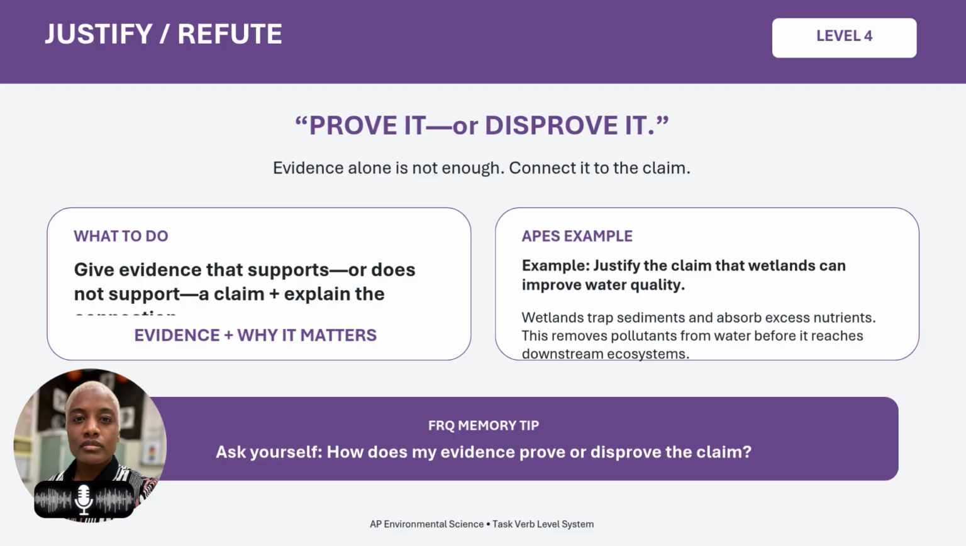Okay. Next sentence, we now support that claim by talking about why it matters. So this removes pollutants from water before it reaches downstream ecosystems. So memory tip at the bottom, you're going to ask yourself, that first sentence that you wrote, which is based on the knowledge that you know, which is based on your reading guides or whatever you experienced in lab or whatever you learned. You then ask yourself, how does what I know, how does my evidence prove or disprove this claim? And that's what you then add to your answer.